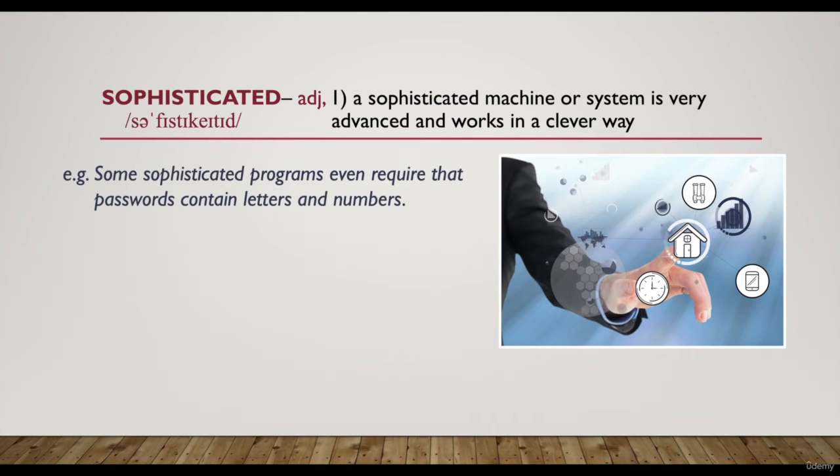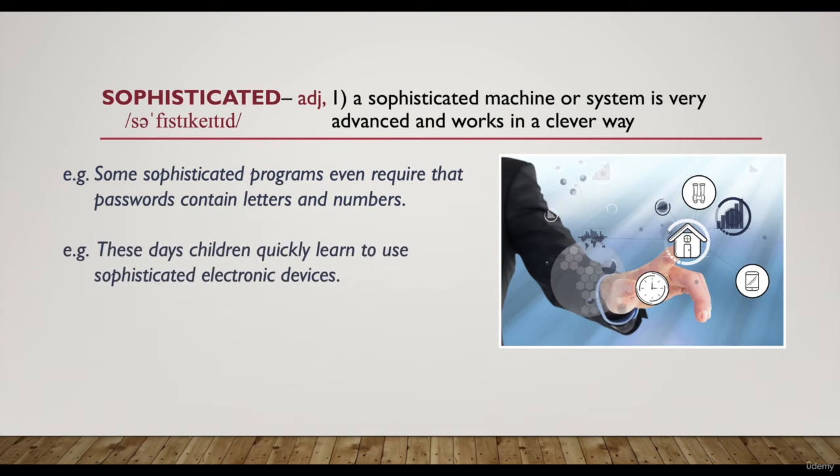For example, some sophisticated programs even require that passwords contain letters and numbers. So if a program is sophisticated, it means it is advanced, it's a very clever program, and it wants the passwords that people use to have letters and numbers in them. Another example, these days children quickly learn to use sophisticated electronic devices. So children are so smart that they can learn how to use these clever systems, these clever electronic devices.